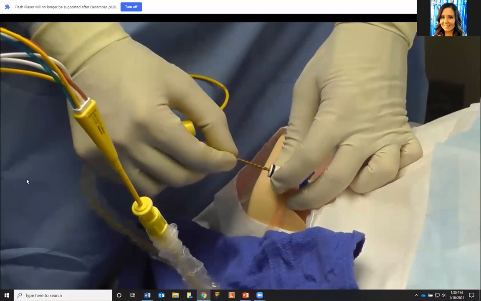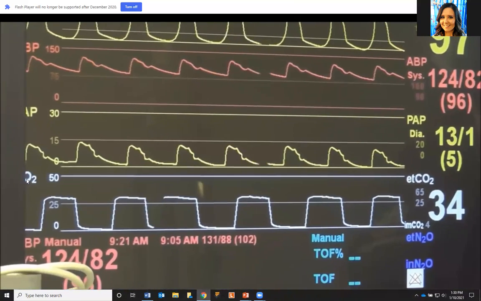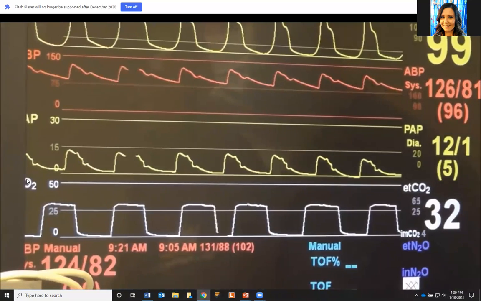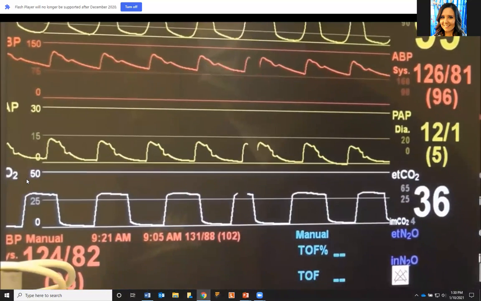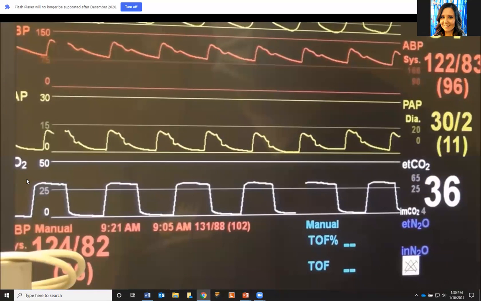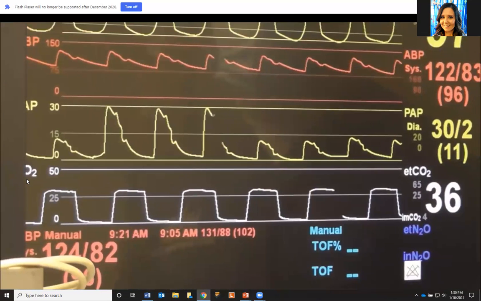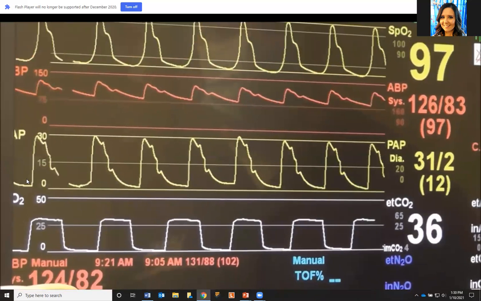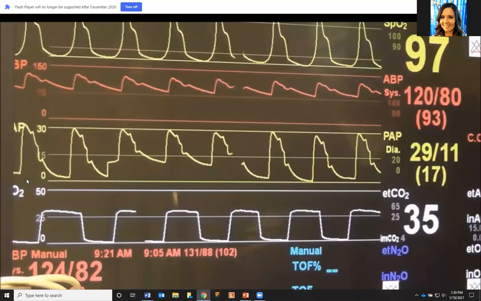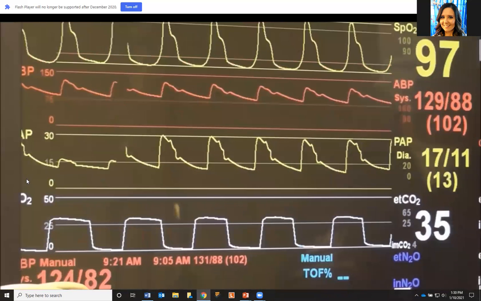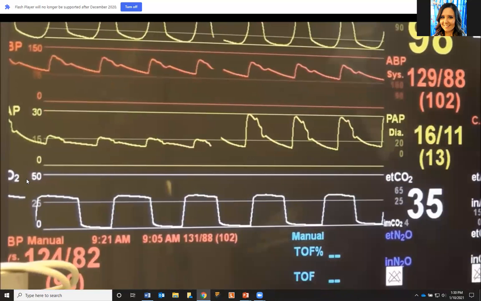as we advance. Okay, so right now you can see him in the right atrium. So I'm just going to advance here slowly. Watch for waveform changes. All right, looks like I'm in right ventricle now, so I'm going to keep advancing. Okay, that looks like PA because my diastolic pressure went up. And it looks like I've wedged right there. I'm going to stop right there.